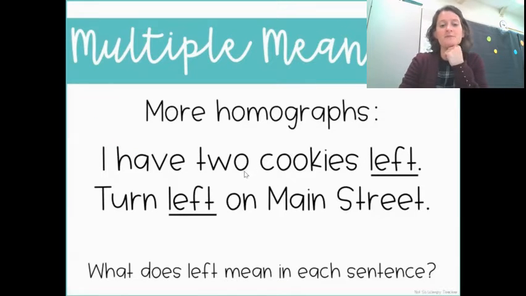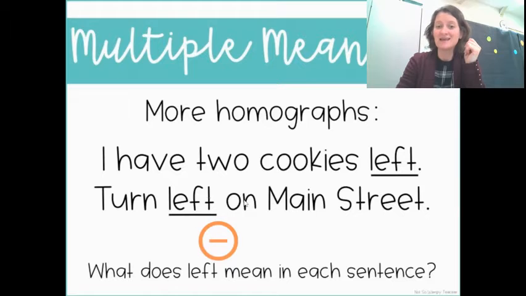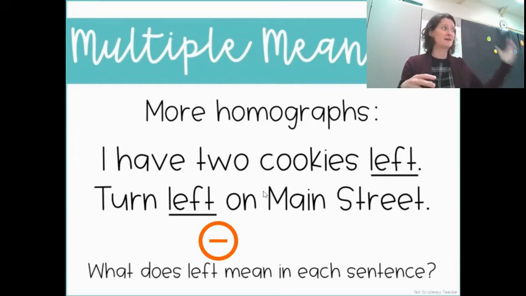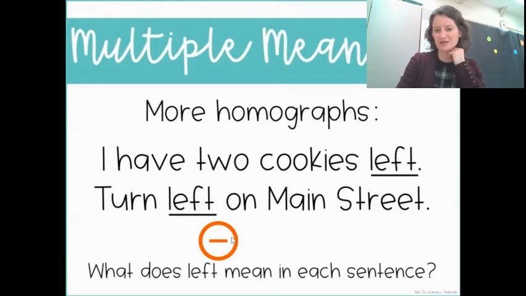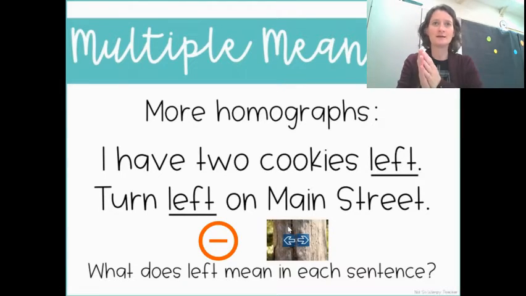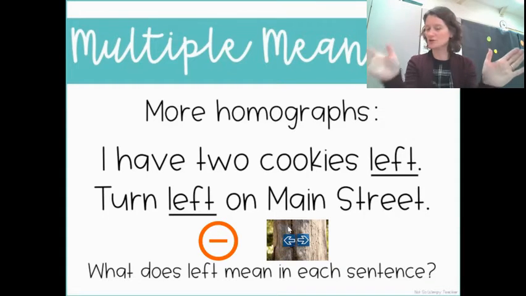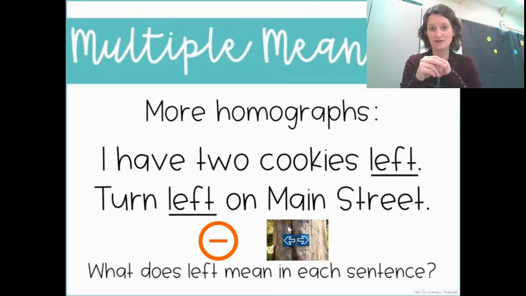So here's some more. I have 2 cookies left. Turn left on Main Street. Two different sentences, but left means two different things depending on your sentence. The first sentence, I have 2 cookies left, it's kind of like we're doing subtraction, right? We had some cookies, some were taken away, and we've got some left. So when I think of left in that way, I'm thinking subtraction, kind of. Turn left on Main Street. Well, on that one, left is a direction. We could turn left or we could turn right. So left has two different meanings. So it's a homograph, the word left.